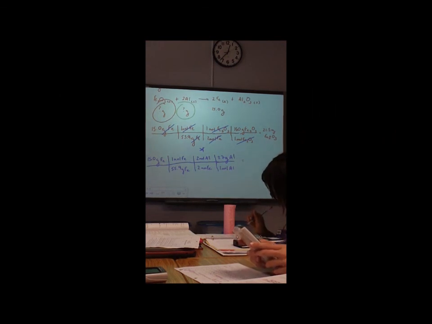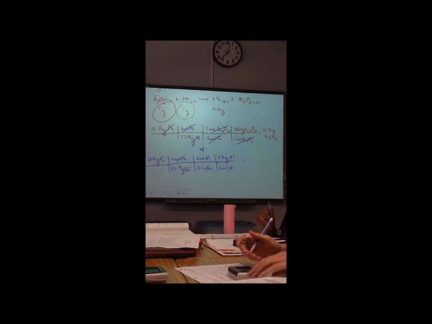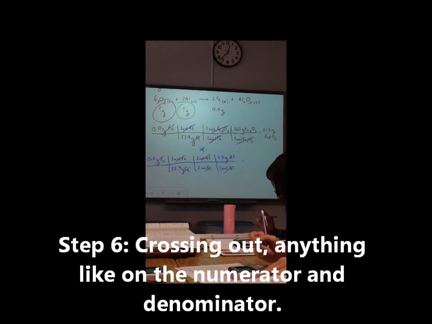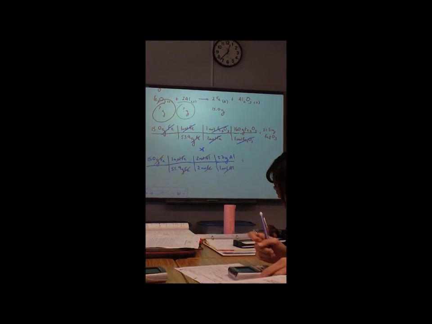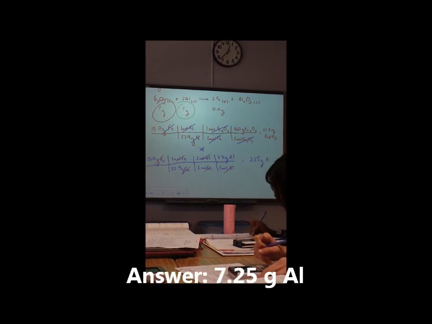Now, just to double check, grams of iron cancel out, moles of iron cancel out, and moles of aluminum cancel out. So the only units remaining are grams of aluminum. And when you evaluate that, what do you get? You get 7.25 grams of aluminum. 7.25 grams of aluminum.